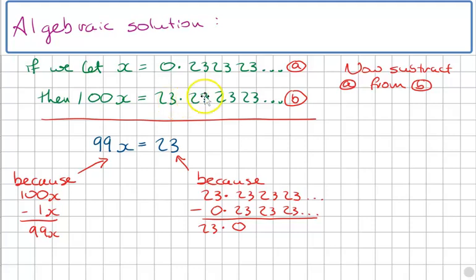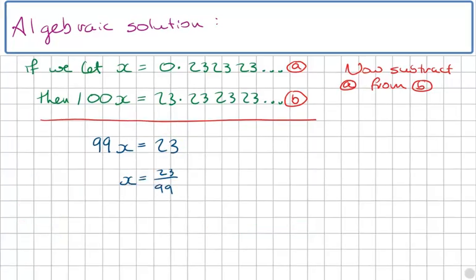And 23.232323 minus 0.232323 and so on leaves us with 23. So that's because 100x minus 1x is 99x, and 23.232323 minus 0.232323 leaves you with 23. So that's where that's coming from. And then we just solve for x. So x is equal to 23 over 99.